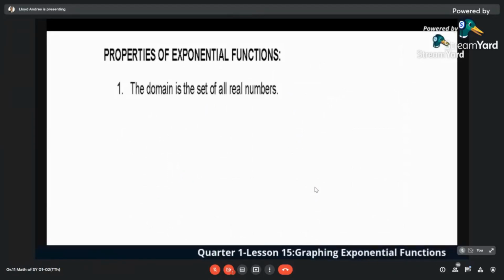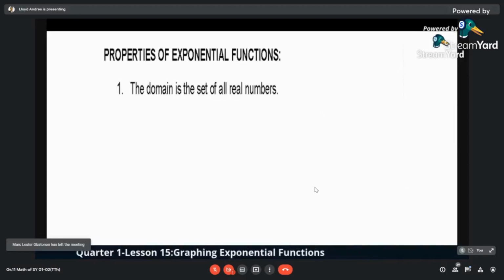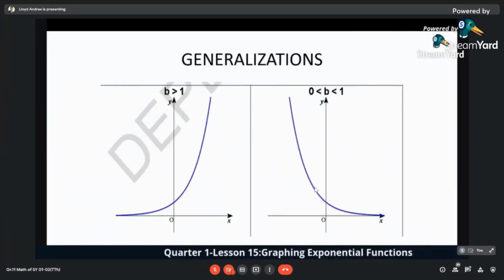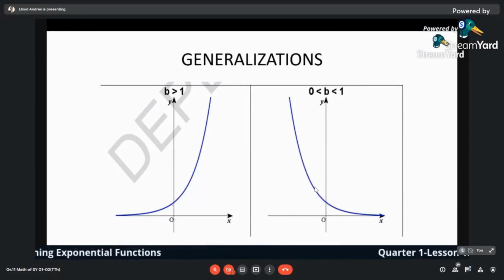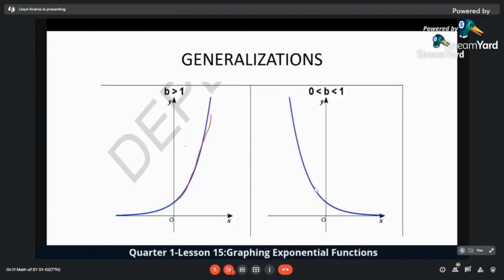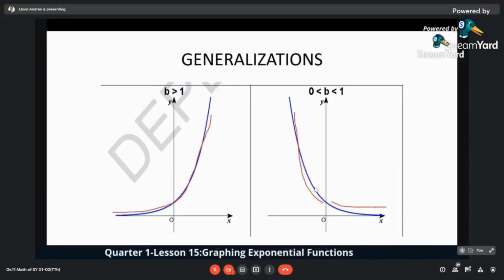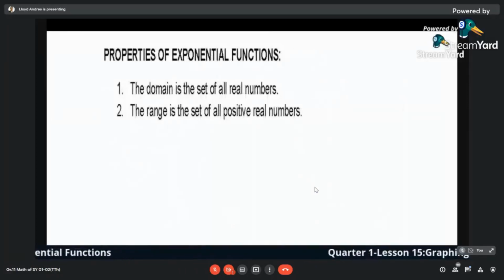So the domain of an exponential function, no more introduction, straight to it: all real numbers. Because as you can observe in their graphs, the domain is everything. Let's check the x-axis. The graph can be seen on the left and on the right of the x-axis. So meaning, you can see everything from left to right. Therefore, your domain is all real numbers. What about the range?